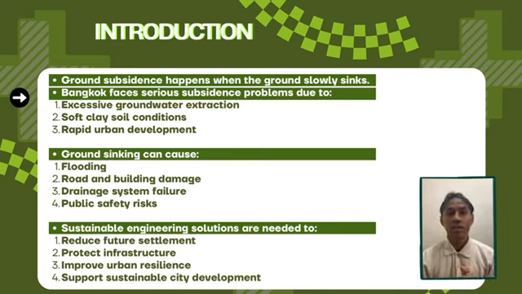Ground subsidence is a major urban geotechnical issue that occurs when the ground surface gradually sinks due to changes in underground soil conditions. In Bangkok, this problem has become increasingly serious because of excessive groundwater extraction, rapid urban development, and the presence of soft clay soil. Continuous pumping of groundwater reduces pore water pressure, causing soil particles to compress and resulting in land settlement. As Bangkok is a low-lying and highly populated city, ground subsidence increases the risk of flooding, infrastructure damage, drainage failure, and public safety hazards. Therefore, sustainable engineering solutions and effective regulations are essential to minimize future settlement, improve urban resilience, and support long-term sustainable development.